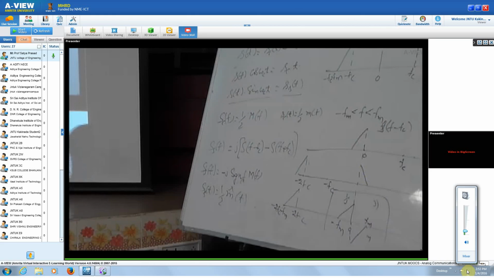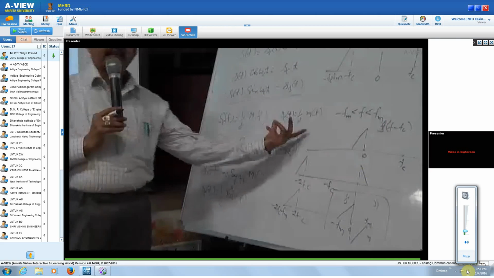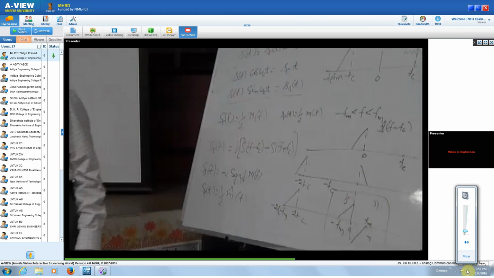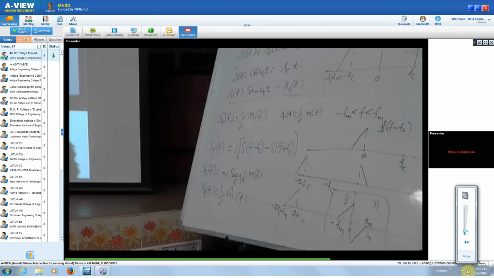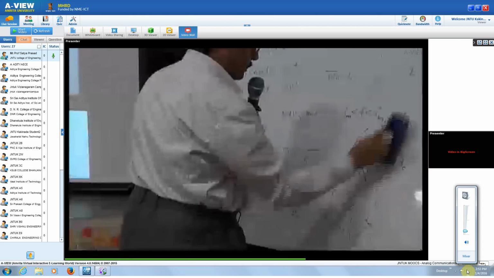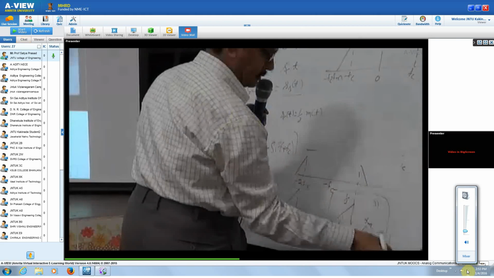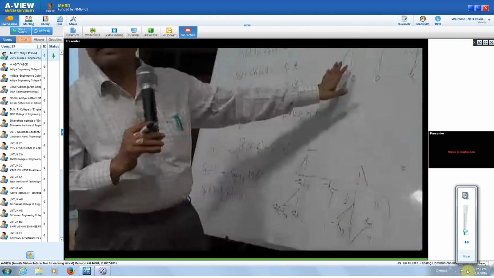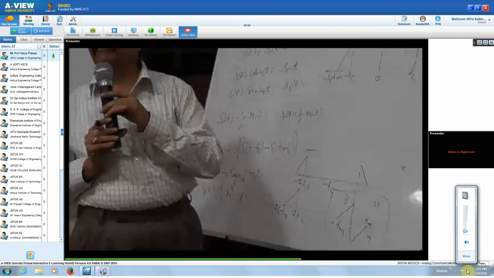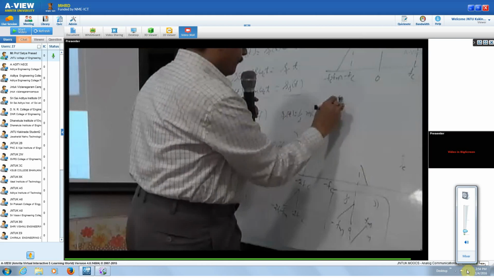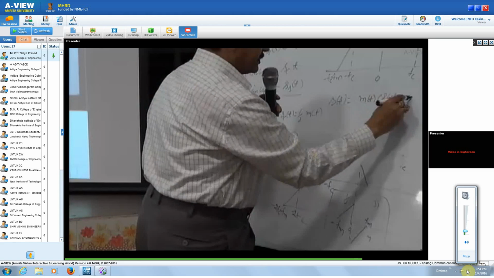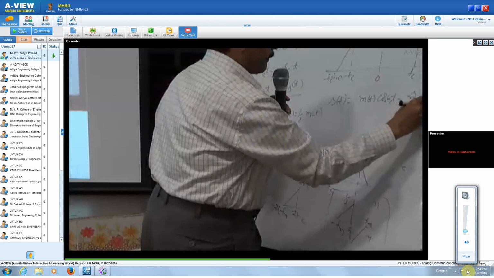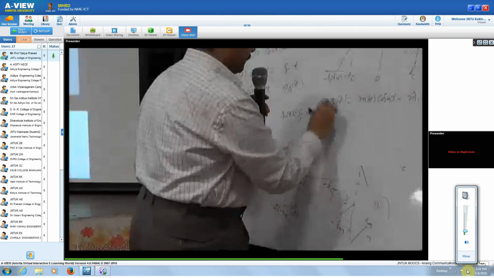And for the band pass signal USB, we have S_C of t proportional to m of t, and S_S of t proportional to m hat of t, the Hilbert transform of m of t. Therefore, this is the frequency domain representation of your USB signal, the upper side band, and S of t will be equal to m of t cos omega ct minus m hat of t sin omega ct.